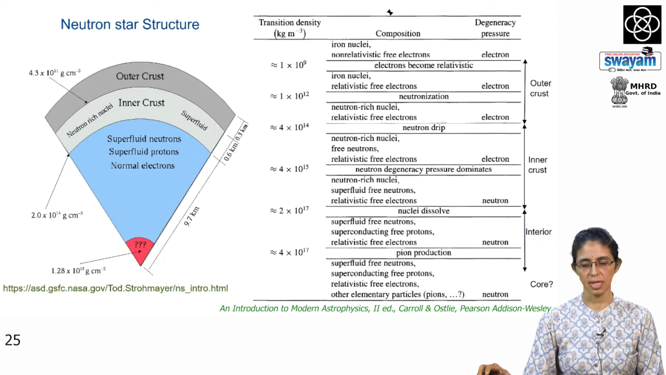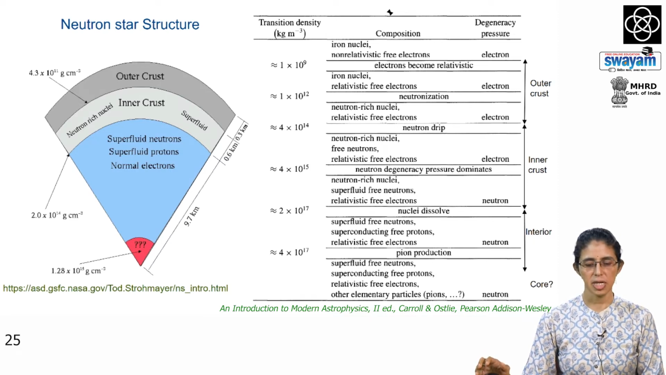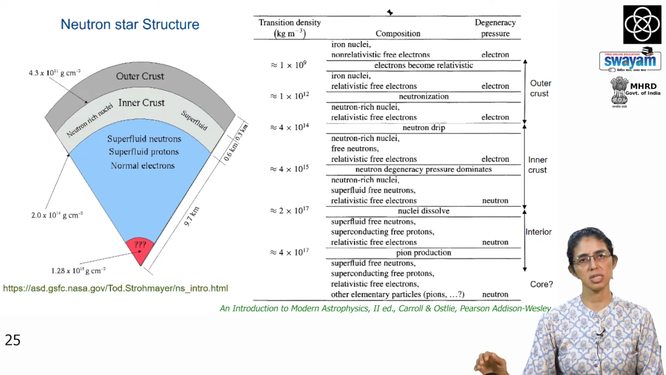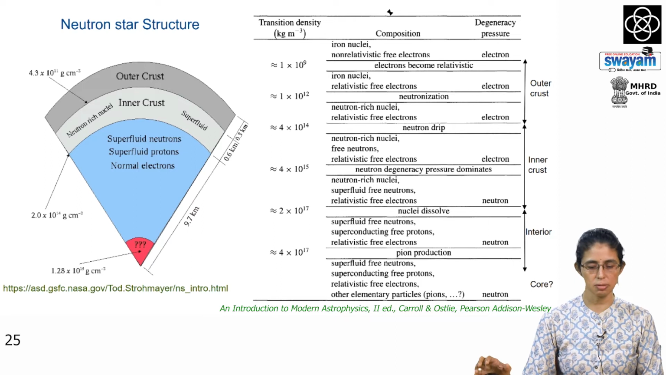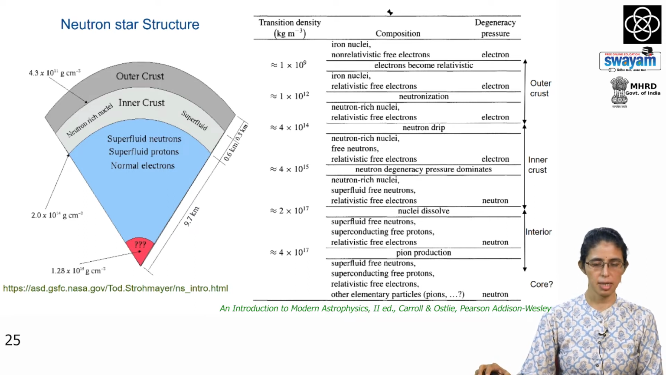The table on the right hand side lists the constituents of the various layers. For example, the outer crust is made up of mostly iron nuclei and non-relativistic free electrons, and as you go inward, these electrons become relativistic. In the inner crust, one can see that there are neutron rich nuclei, and this is supported by neutron degeneracy pressure. And as one goes towards the core or the center of the neutron star, the densities become so high that various particles are produced, and one needs to have a better understanding of the physics in these regions.